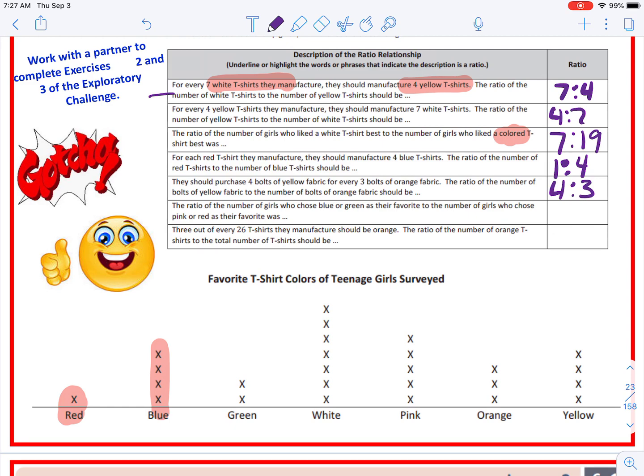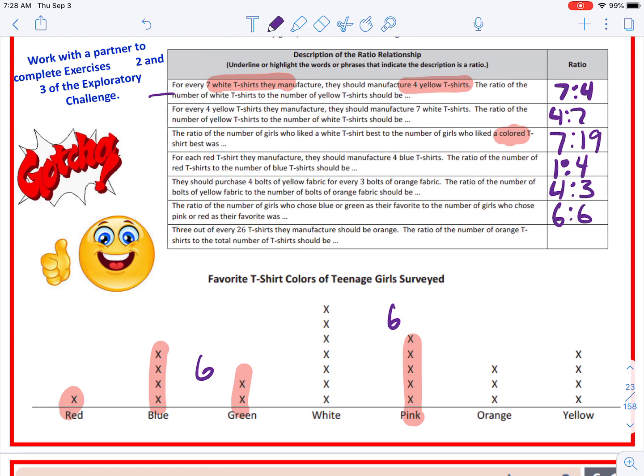Next one, the ratio of the number of girls who chose blue or green as their favorite to the number of girls who chose pink or red as their favorite. So first we have to look at blue and green, okay? Together, those were 6. Now we have to look at red and pink. Red is 1, pink was 5, so that's 6 as well. So our ratio here would be 6 to 6.